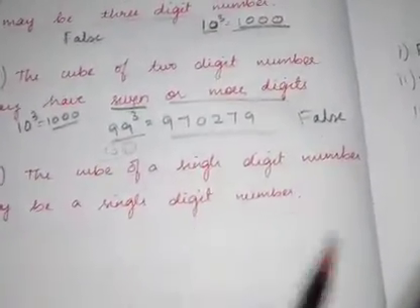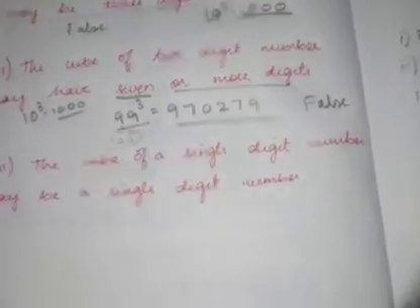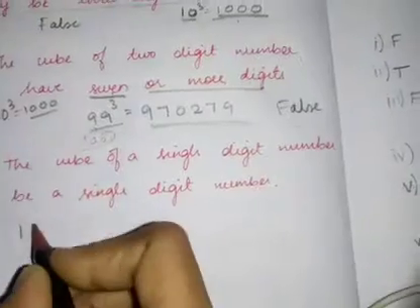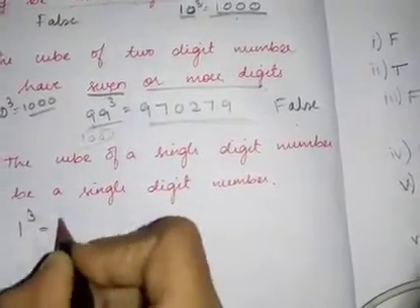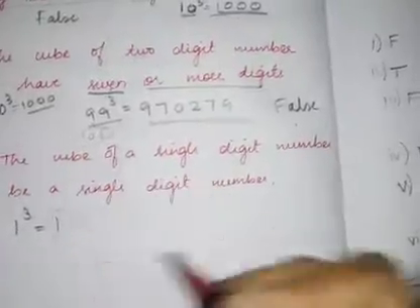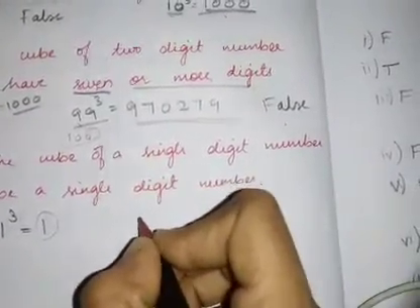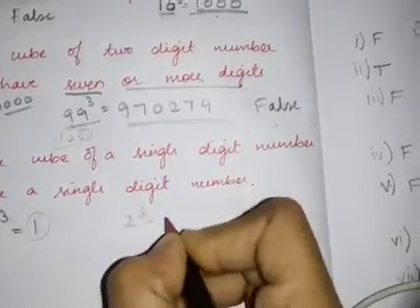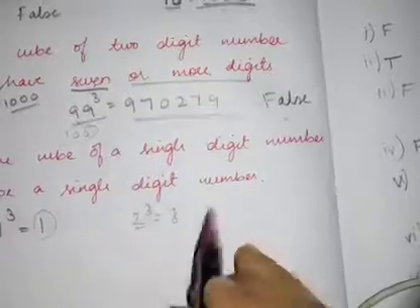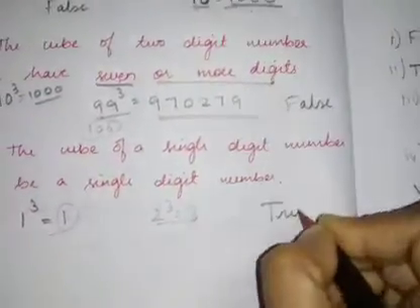Next, the cube of a single-digit number may be a single-digit number. What is a single digit? 1. The cube of a single-digit number: 1 cube is 1. This is a single digit you are getting. Maybe. What is the next single-digit number? 2 cube is 8. Yes, we are getting a single digit. Maybe we should get it. Correct? The statement is true.